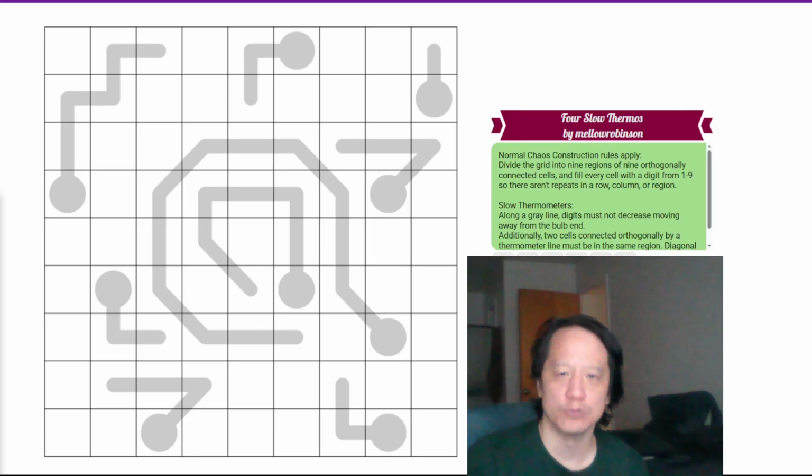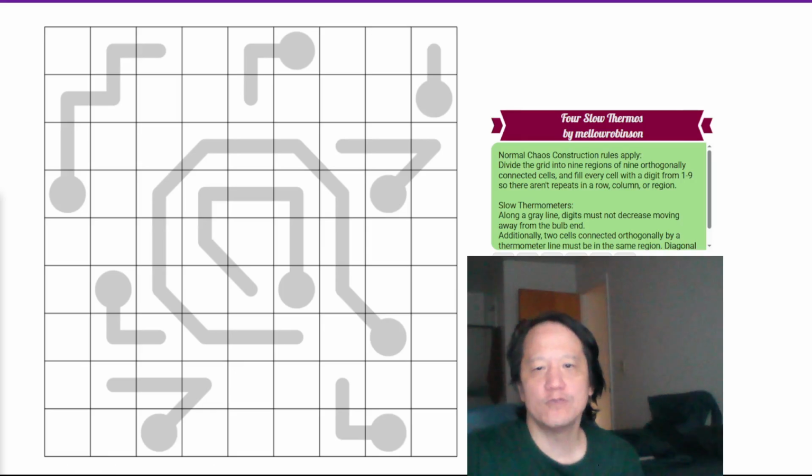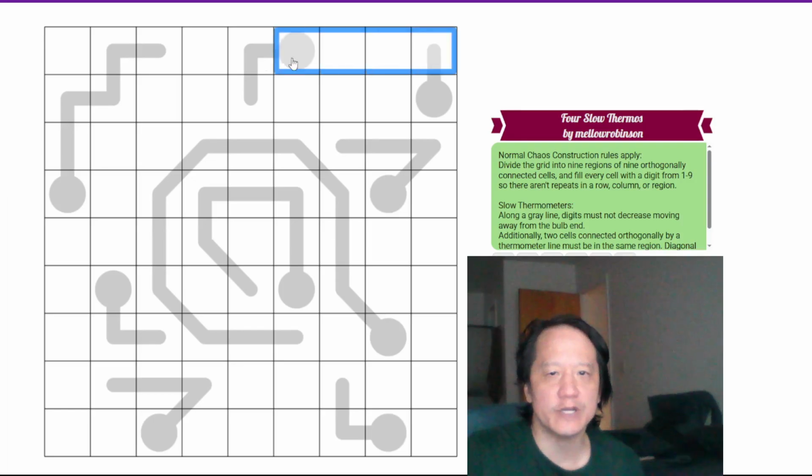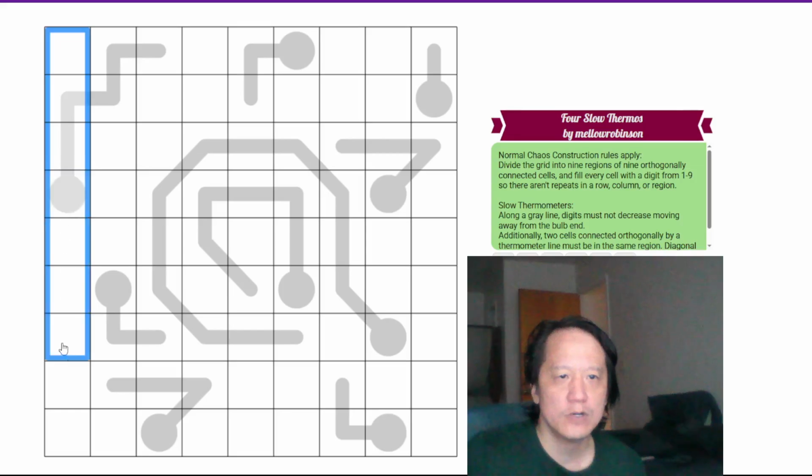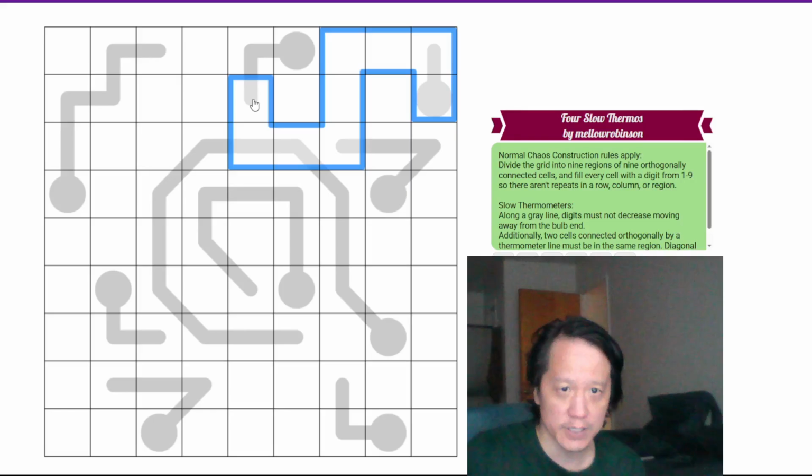And here are the rules. We have normal chaos construction rules apply, which means divide the grid into 9 regions of 9 orthogonally connected cells, and fill every cell with a digit from 1 through 9 so that there aren't repeats in a row, column, or region. And what is an orthogonally connected region?